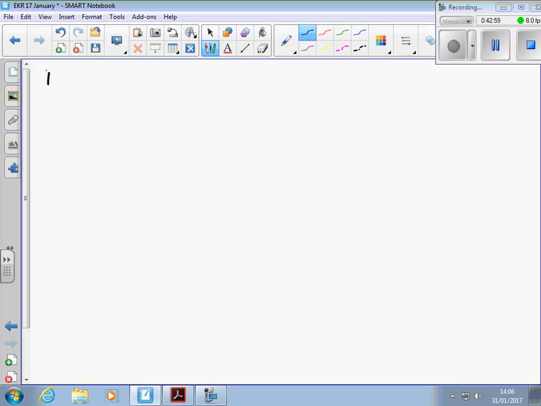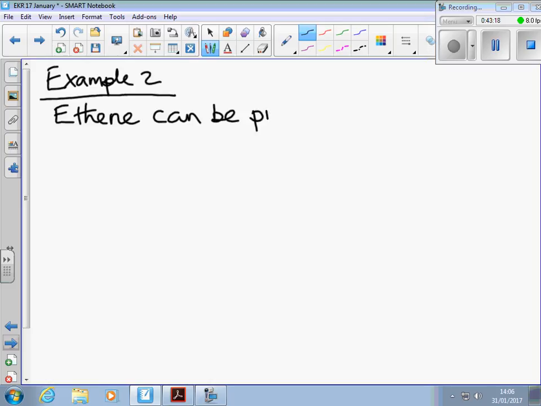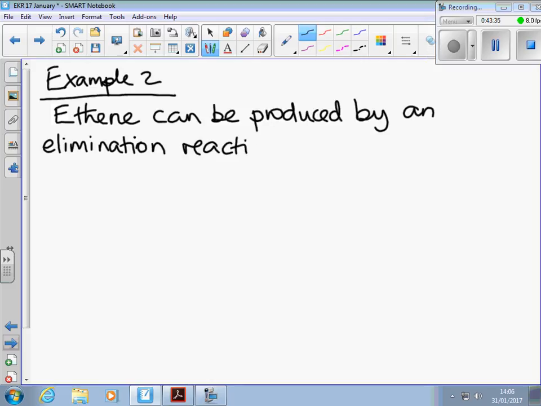Okay. Example 2. Right. Ethene can be produced. So I don't want to just give you the equation with this. I want you to at least start with that by an elimination reaction, not one of the types that we did. All right, elimination reaction does what it says. It removes bits of ethanol.